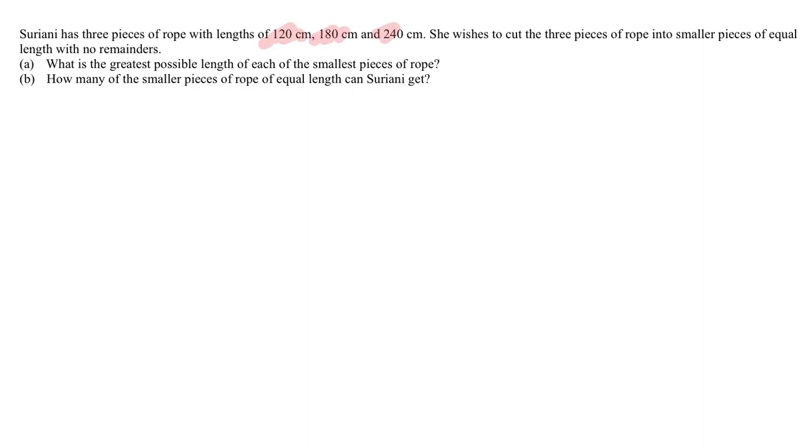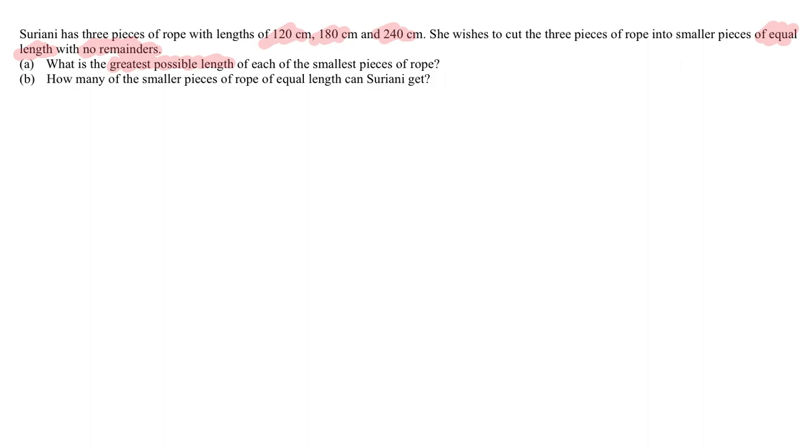we are given this problem: three pieces of rope of 120, 180, and 240 cm, and she wants to cut these three pieces of rope into equal lengths with no remainders. What is the greatest possible length of each piece? So you see that there's "equal" and there's "greatest", so this is a highest common factor question.